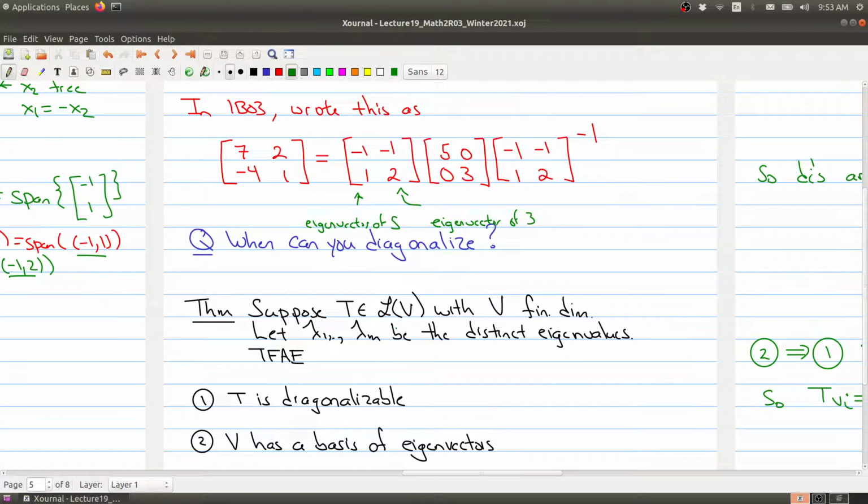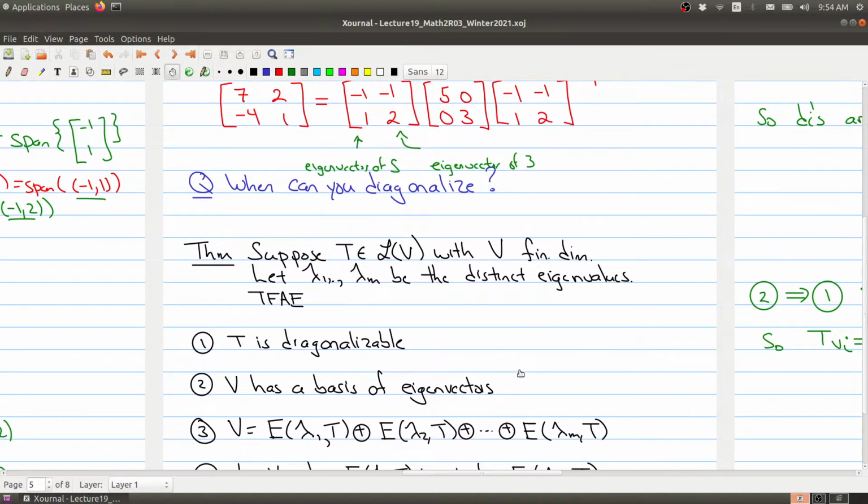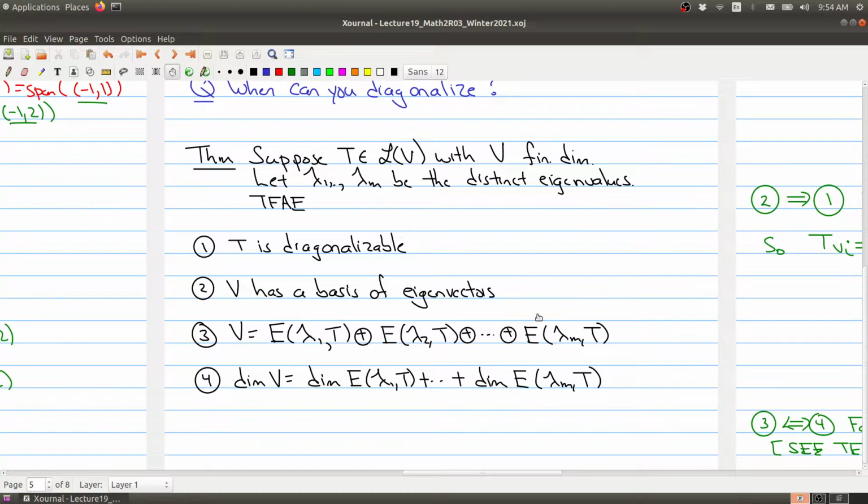So welcome to part 3 of lecture 19. We want to focus this part on the question of when can you diagonalize a linear operator? The previous example shows that it can be done. You may remember from Math 1B03 that sometimes you can diagonalize and sometimes you can't. So the question is, when can you diagonalize a linear operator? And there is actually a very nice answer to this question.